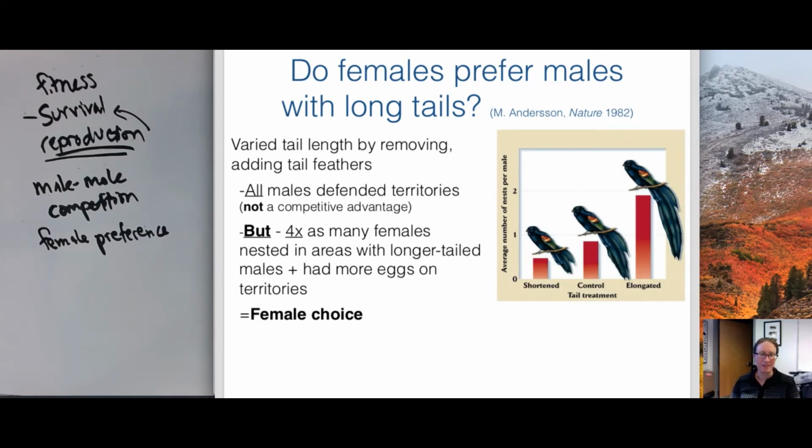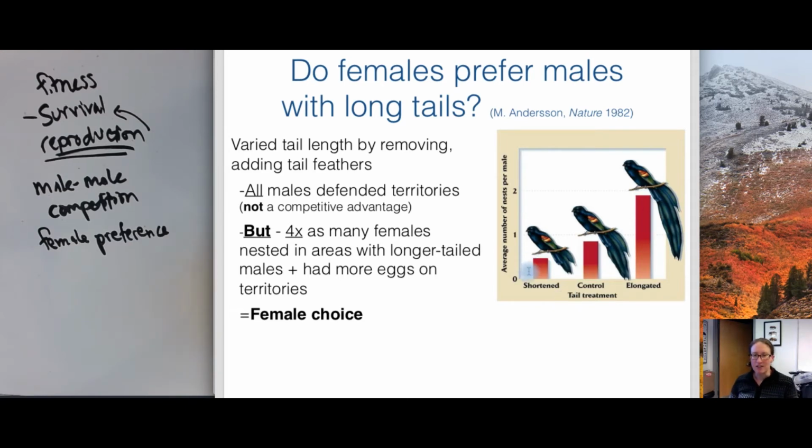Okay, so to test this hypothesis that has to do with female preference, Malte Andersson conducted this experiment back in 1982, and I always think it sounds like a really fun experiment to do once you've captured the birds. So what he did was he varied the length of the bird's tail by either removing or adding tail feathers. So you can see a picture of those treatment groups over here. So we've got shortened tails, long tails, and then he also had a control treatment where he went through the same procedure as he did with the shortened and long tails, but he kept the tail length the same. So that helped to control for any side effects of having handled the birds and adjusted their tail length.